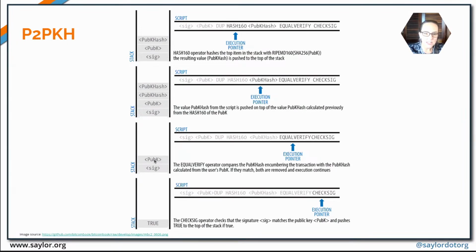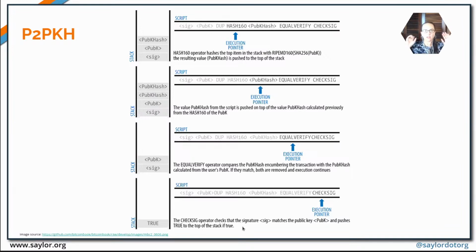Now we've checked that both of those match. Now all we have is a public key and a signature. And so we get to this next really important part. All of it's very, very important. But here's the finale: we do OP_CHECKSIG. The CHECKSIG operator checks that the signature, this very important signature here, which is cryptographically created with the private key corresponding to this public key, matches the pub key, and pushes true on top of the stack if true.